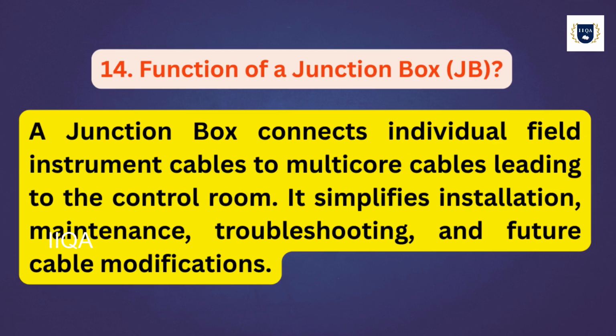What is the function of a junction box, JB, in a loop diagram? A junction box connects individual field instrument cables to multicore cables leading to the control room. It simplifies installation, maintenance, troubleshooting, and future cable modifications.